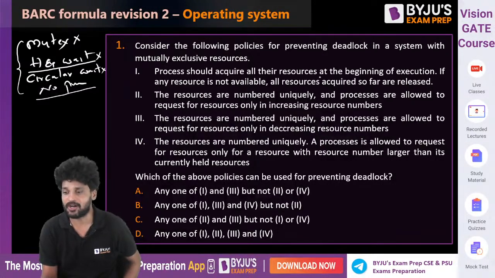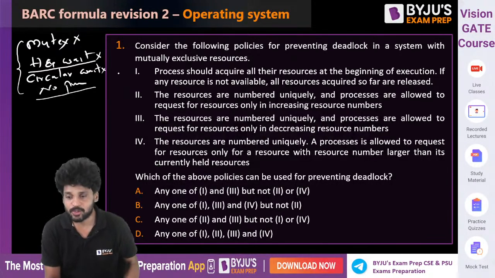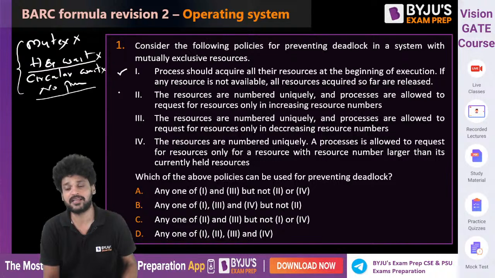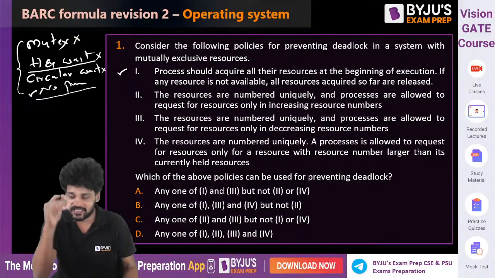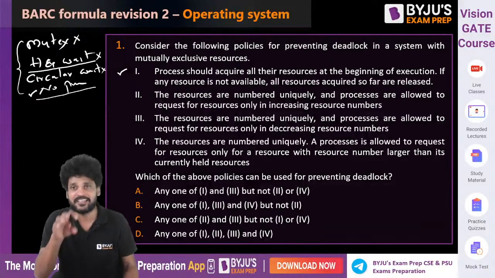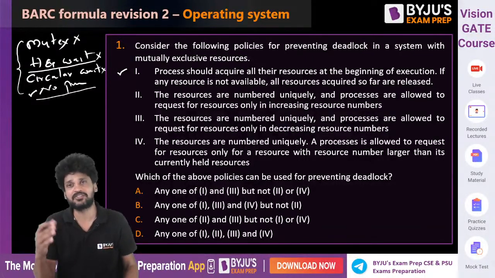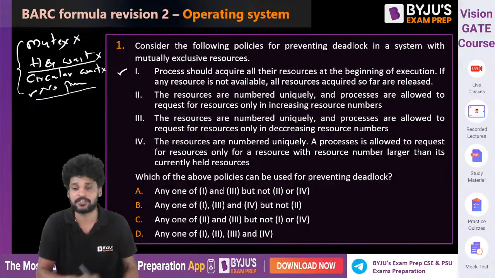Process should acquire all their resources at the beginning of the execution. If any resource is not available, all the resources acquired so far are released. Now the thing is, this is one of the algorithms that can avoid no preemption. Initially, when a process requires any resource, immediately it should ask for it, before the starting of its execution itself. If any of the resources are not available, then all the resources which have actually been assigned can be preempted. So no preemption can be satisfied by this condition.